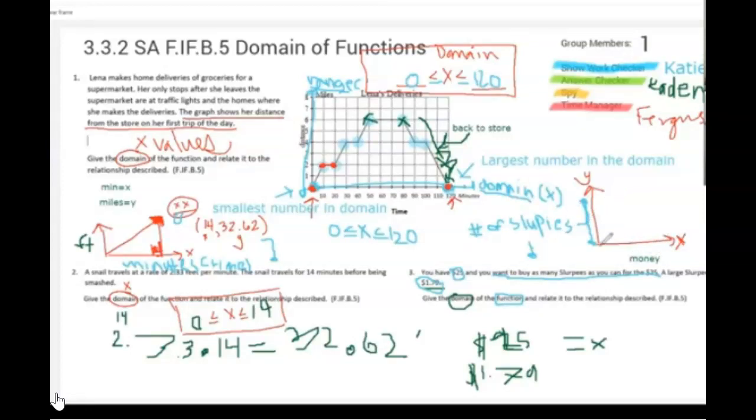I just realized something. We've been doing all this stuff and we've had it where it's like minutes. It's all been M for the X value, for our domain. Okay, so this one, I'm just going to pull a teacher card and tell you number of Slurpees is going to be your X here.